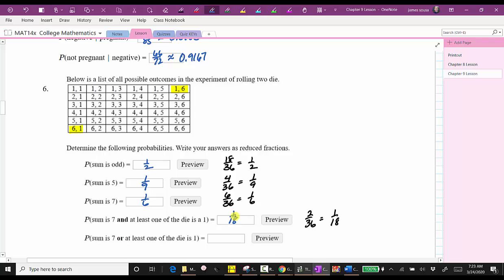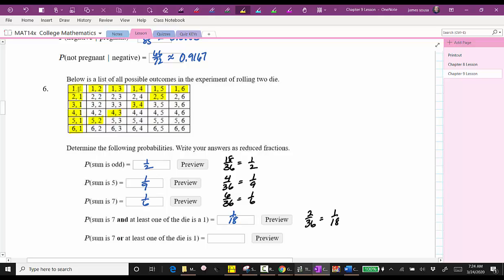And for the last probability here, we have a sum is 7 or at least one of the die is 1. So because we have or, we can go ahead and highlight all the sums of 7, but we also have to highlight all the rows where at least one of the die is a 1, which includes 1,1; 1,2; 1,3; 1,4; 1,5; 2,1; 3,1; 4,1; and 5,1. All these outcomes have a sum of 7 or at least one of the die is a 1.